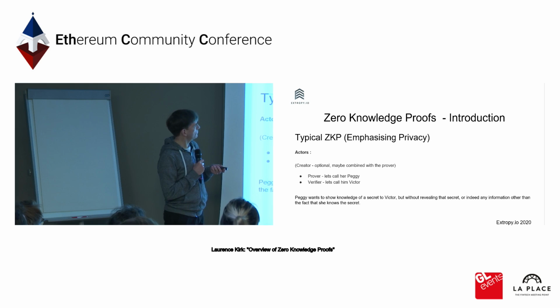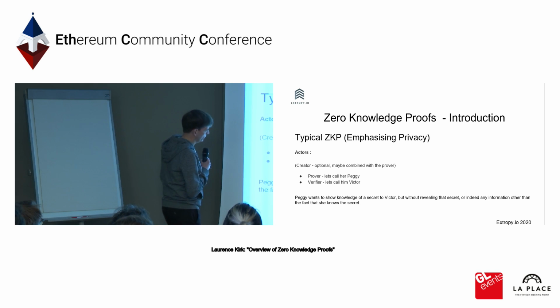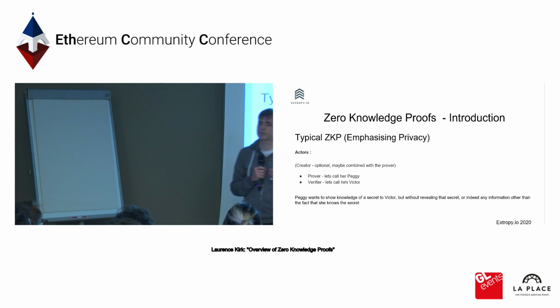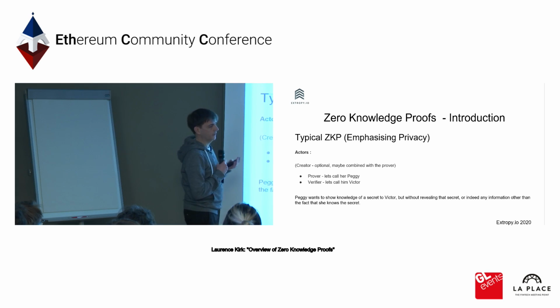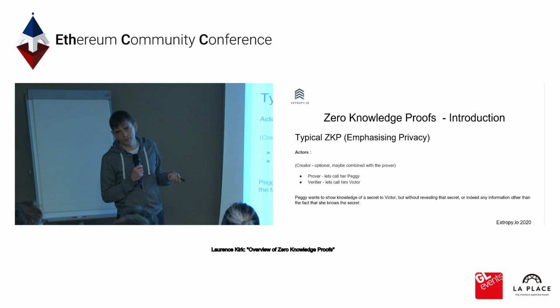Okay, so to introduce zero-knowledge proofs, typically we have three actors involved. There may be a creator of the proof, or that could be the prover as well. But then usually we have a prover, who's typically called Peggy, and a verifier, we'll call him Victor. The idea behind this is that Peggy has some secret. She wants to prove to Victor that she knows this secret, but she doesn't want Victor to know what the secret is. In fact, all she wants to do is to show that she has knowledge of the secret and give away no other information at all. And that really is, in essence, what a zero-knowledge proof is about.